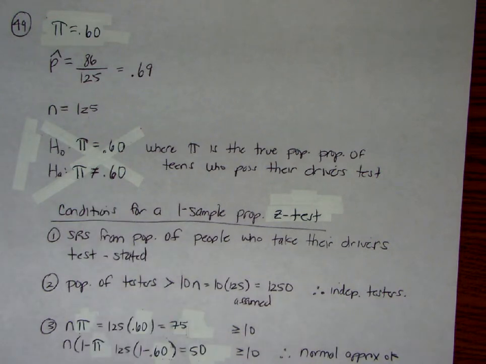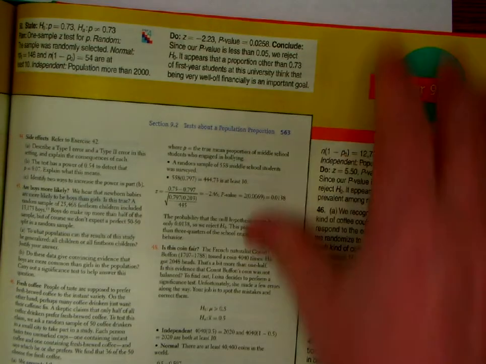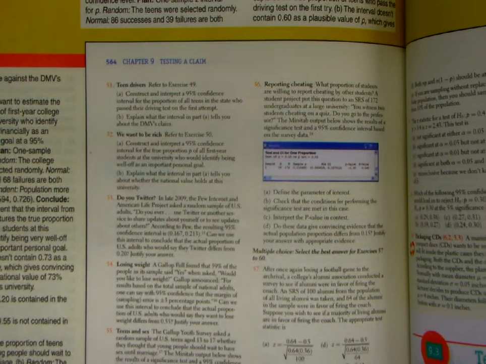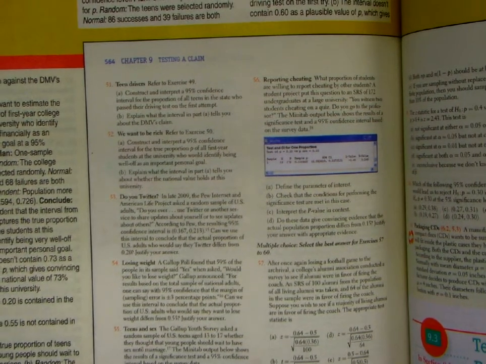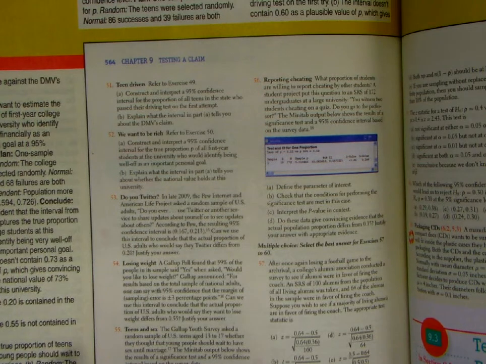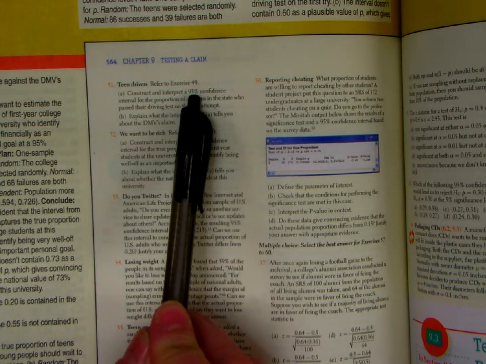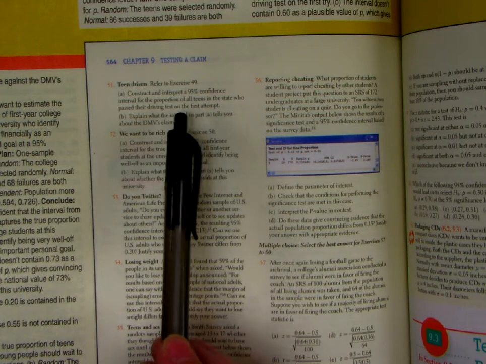So now what I want to do is take a look at number 51. I'm not going to zoom in because I'm having trouble with my zoom feature here, but 51 is asking you to do the exact same problem, but this time they want you to construct a 95% confidence interval and look at the interval.